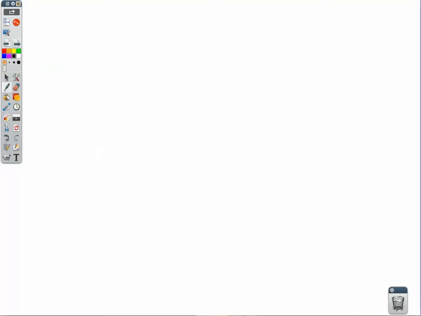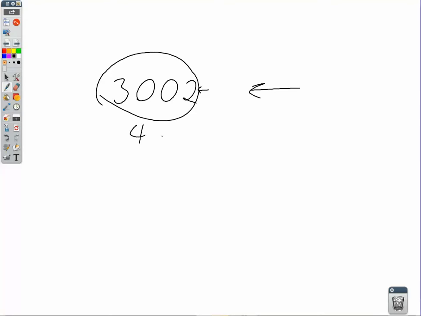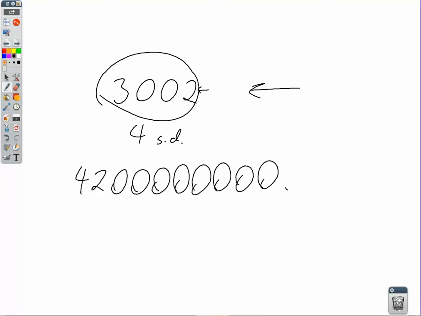Let's take a look at another one. Let's say it's 3002. We say, oh, wait, there's no decimal in there. We shoot an arrow from the right. That arrow, again, doesn't make it past the 2. That means everything in there is significant. We have 4 significant digits. How about an extremely large number? We ask ourselves the question, is there a decimal? The answer is no. We shoot from the right, and that arrow goes through all of those zeros before sticking in the 42. That means you only have 2 significant digits.